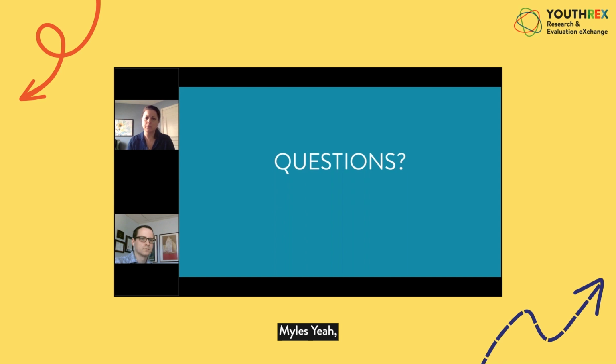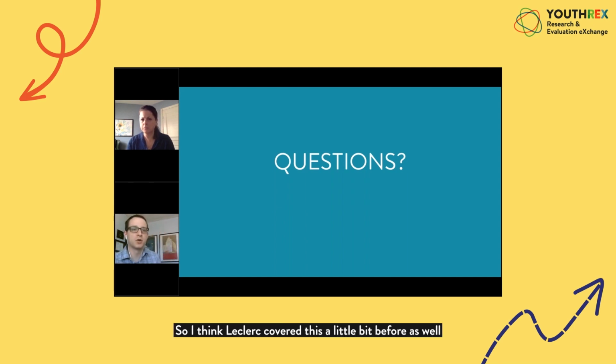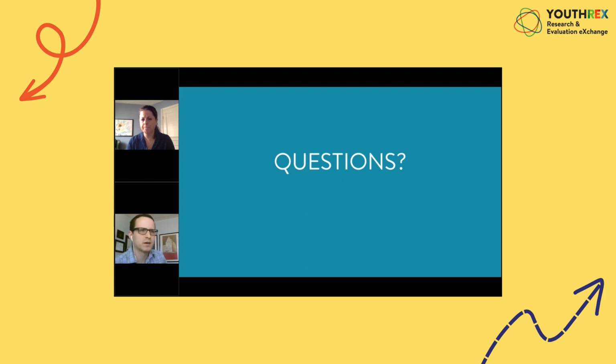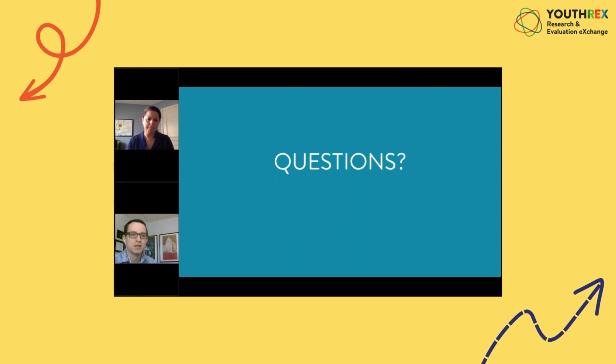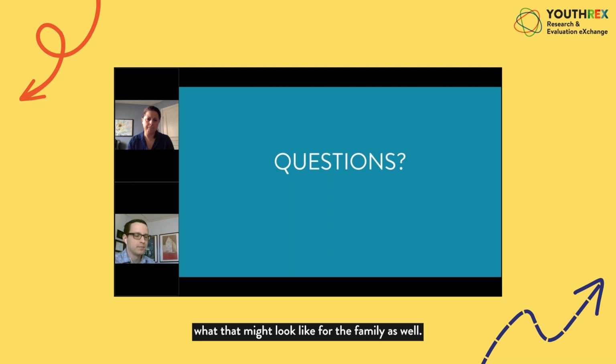Miles, yeah. So I think Liqua covered this a little bit before as well, around how we can't work with a youth in isolation without looking at what that family system looks like as well, and providing them with support. So in any specific example, it would be looking at what supports the family would need, and education behind what that might look like for the family as well. We can work with a young person from 9 to 5, 10 to 6, 11 to 7, whatever those hours are. But at the end of the day, they're going to spend the majority of their time back at home with their family. So making sure everybody's on the same page is very, very important to make sure that we're actually supporting this change from all angles.